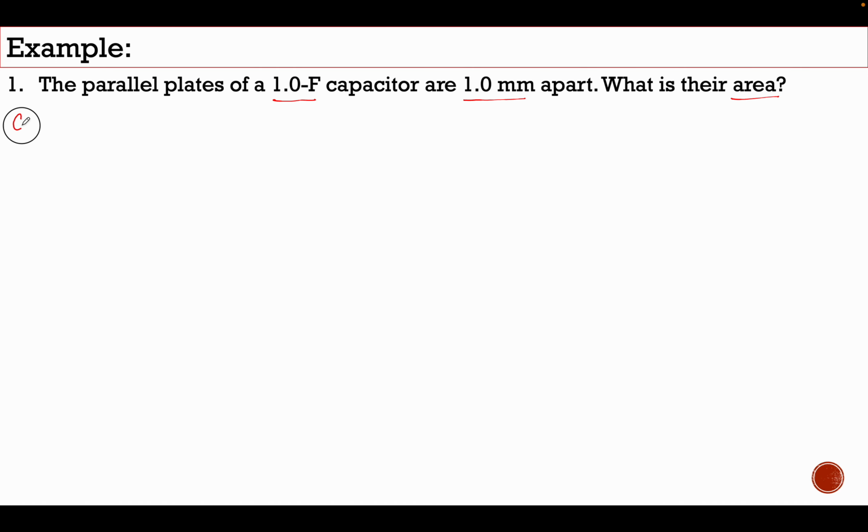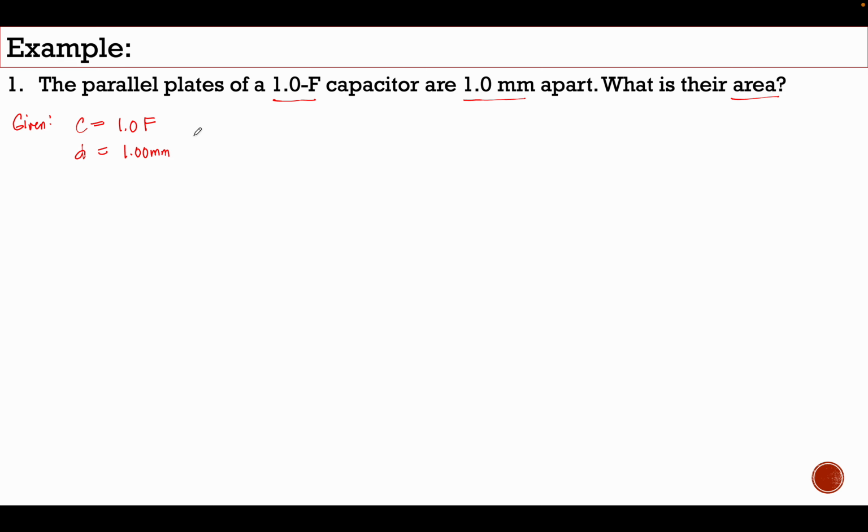So the given values are: the capacitance of a capacitor, which is equal to 1 farad, and also the distance between these two parallel plates, which is 1 millimeter.